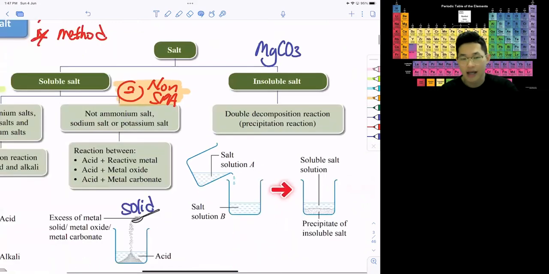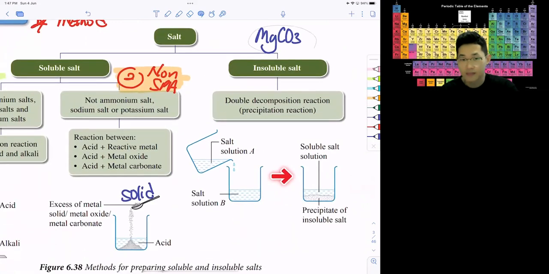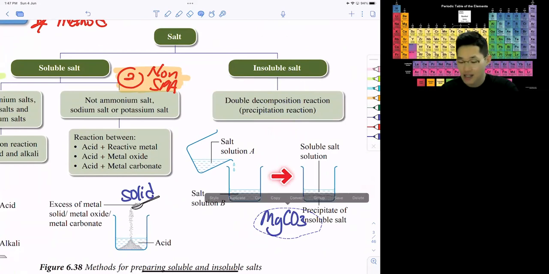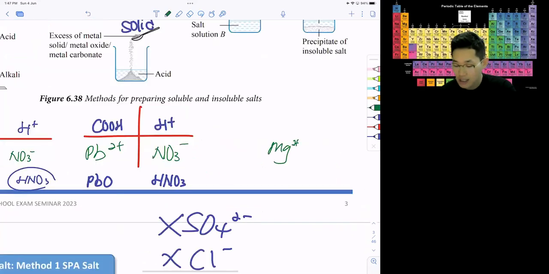Insoluble salt, same, split the ion first, always like that. Okay, wait, I split: Mg 2 plus, CO3 2 negative.